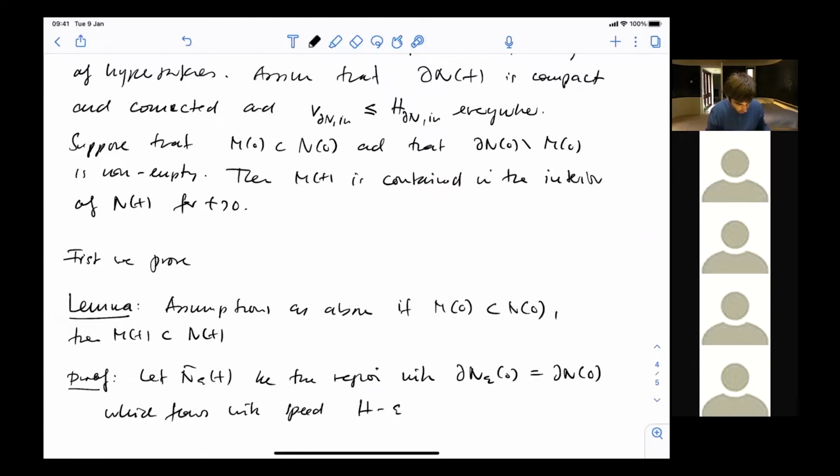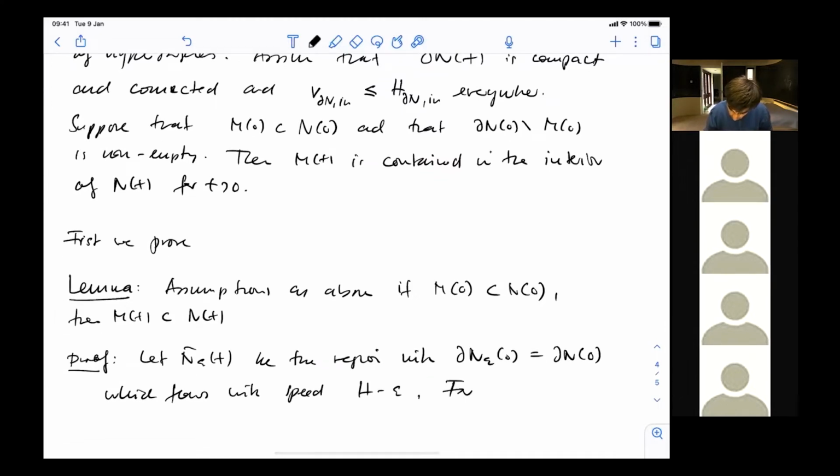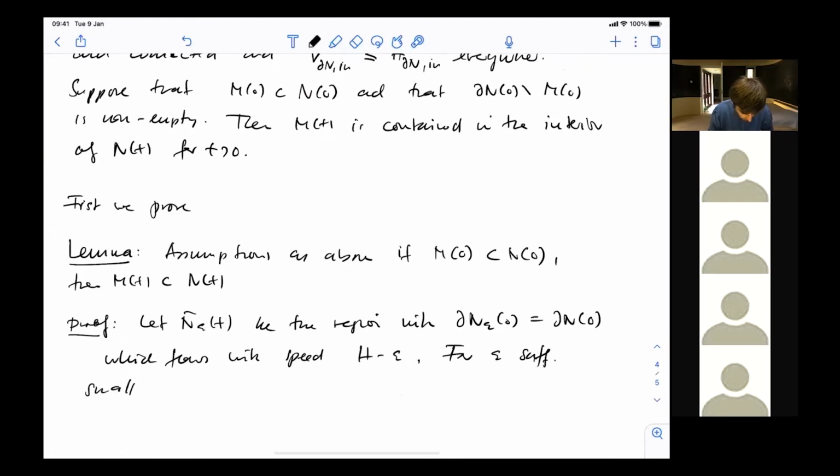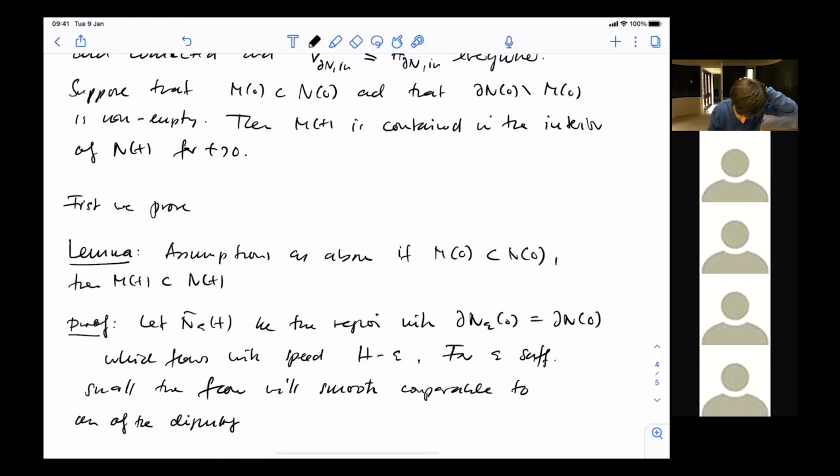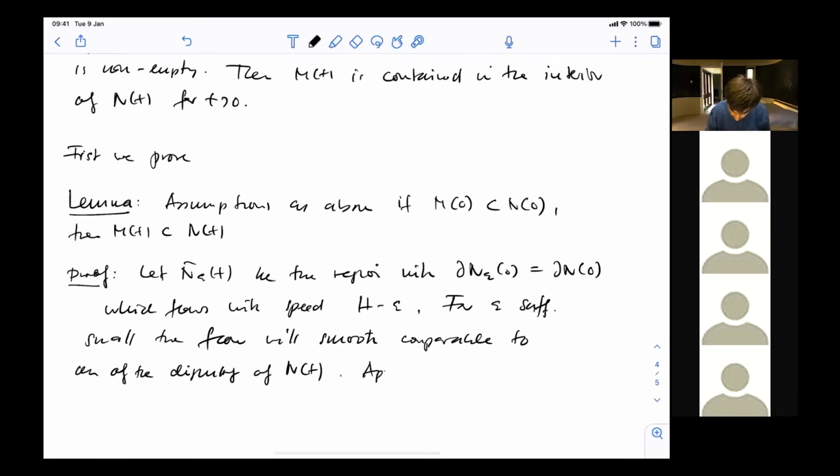Now, for epsilon sufficiently small, the flow will be smooth, comparable to the one of the definition of N(t), or you can just do it for a very short time. That's enough, and let's always push it inwards. Then we can apply the weak maximum principle, the barrier principle from before, and let epsilon go to 0. And we're done.